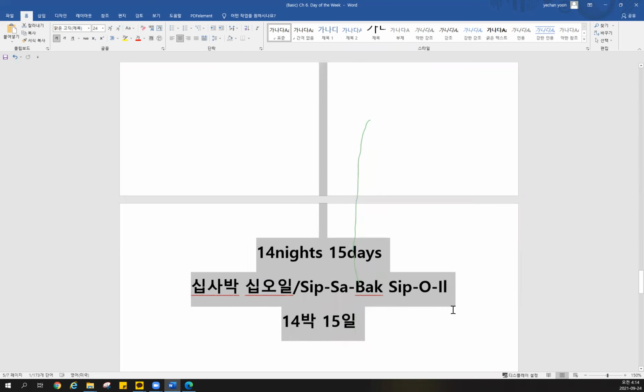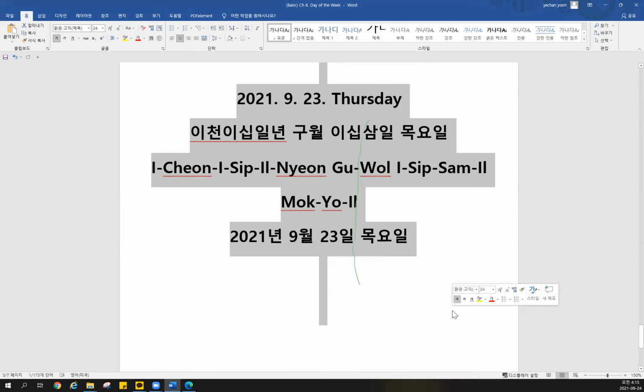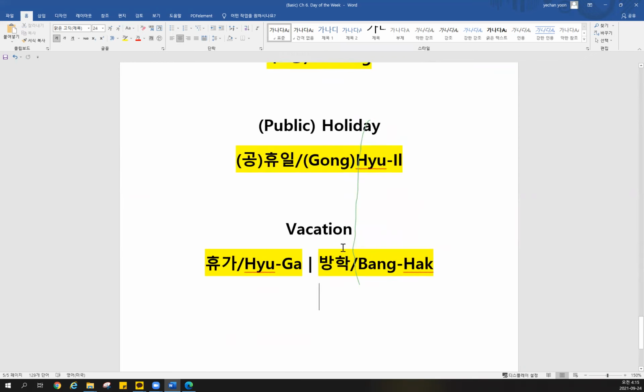And last one, vacation. How can you say it? We're going to learn it later. So vacation, how can you say it? 휴가 for the major adults. When you go to the company or work, you can take leave, annual leave or something, right? With a vacation, then how can we say that? 휴가. 휴가. All right. How about the students? You can say 방학.